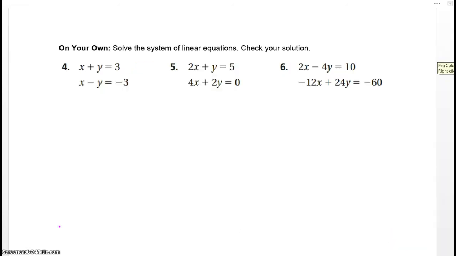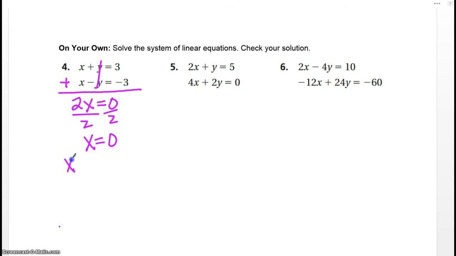All right, these last three on your own problems, you need to solve the system of linear equations. You can pick either substitution or elimination. Sometimes some are easier than others. On this first one, I notice I have a plus y and a minus y, which I know is going to eliminate. So I'm going to add x plus x and get 2x, and add 3 plus a negative 3 and get 0. When I divide both sides by 2, I get x is equal to 0.